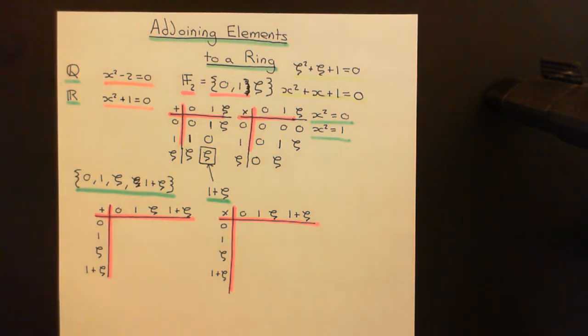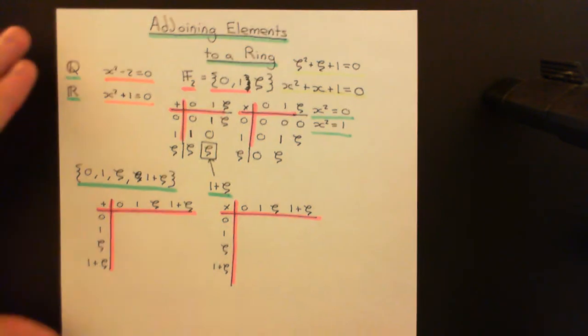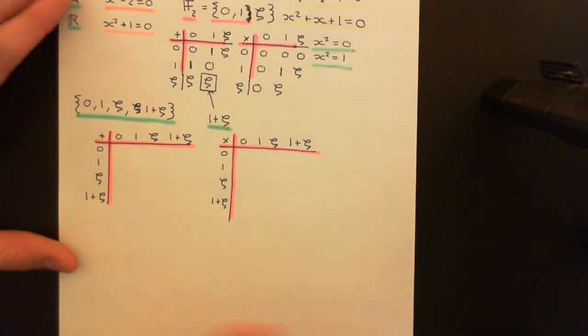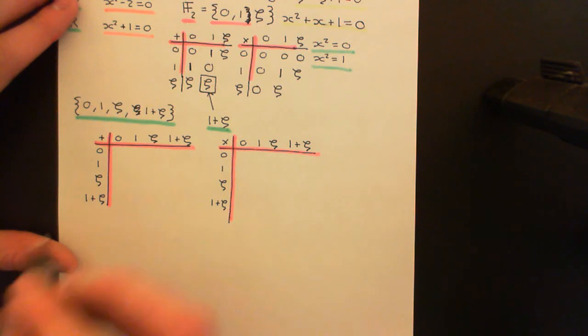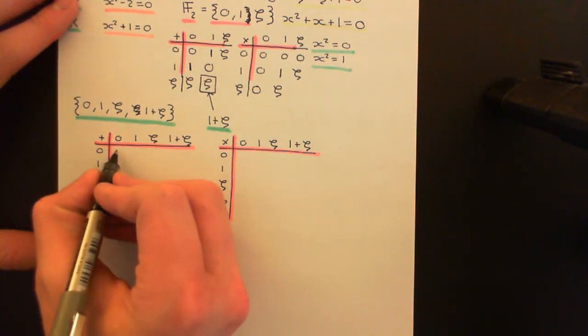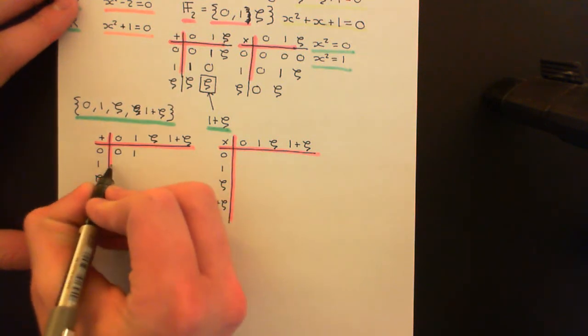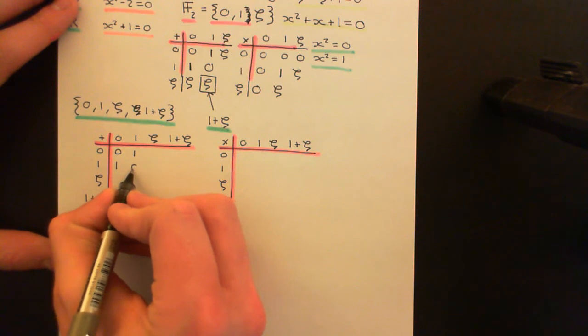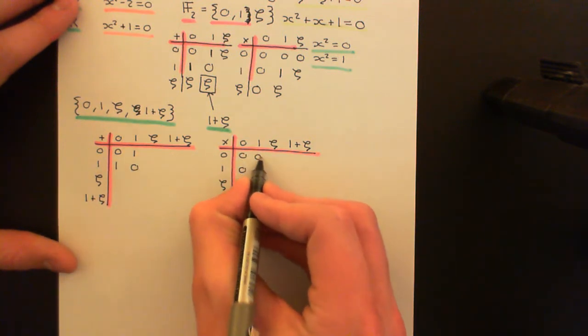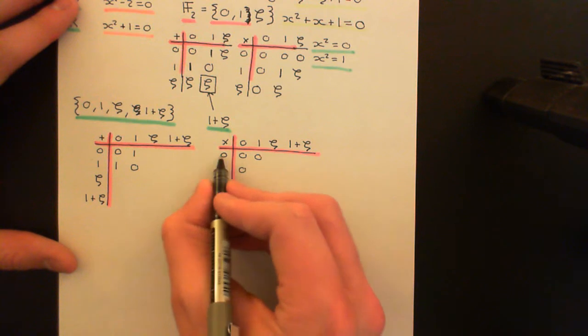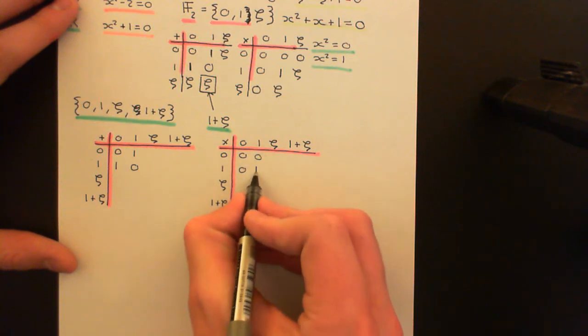Okay, right, so now let's try and actually work out the entries in these 2 composition tables. So firstly, let's fill in the bits that cannot change, the bits from the original field F2. So 0 plus 0 is 0, 0 plus 1 is 1, 1 plus 0 is 1, and 1 plus 1 is 0, and for multiplication, 0 times 0 is 0, 1 times 0 is 0, 0 times 1 is 0, and 1 times 1 is 1.